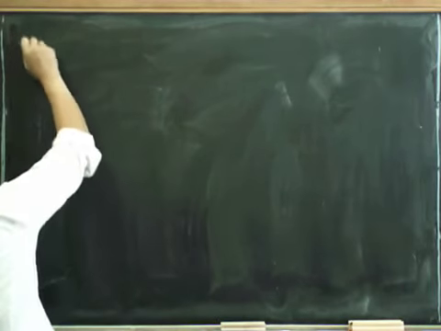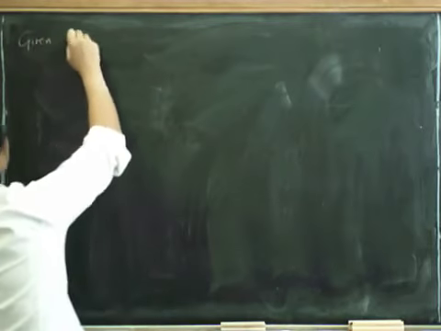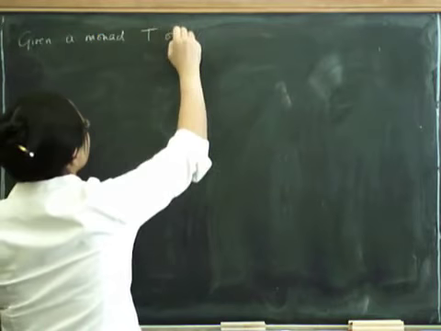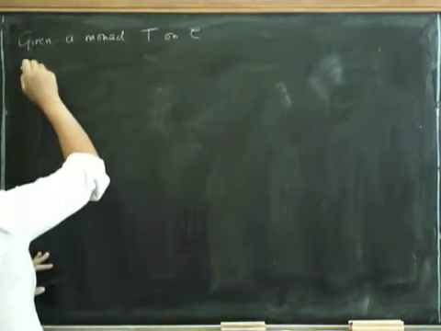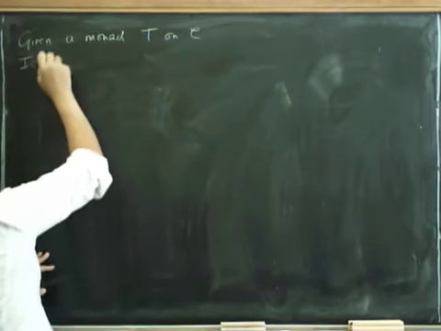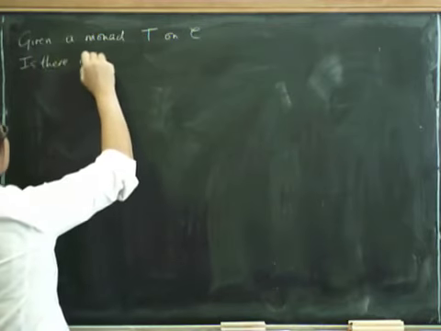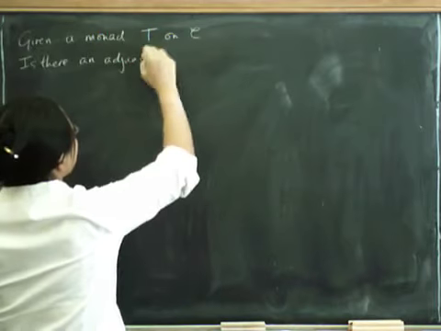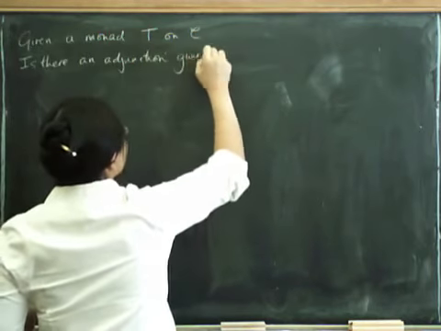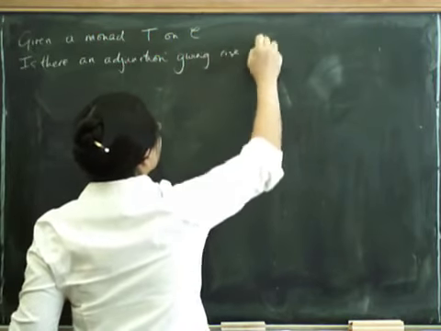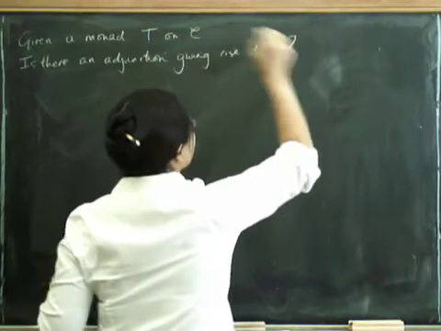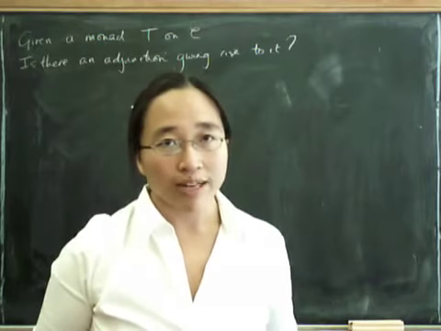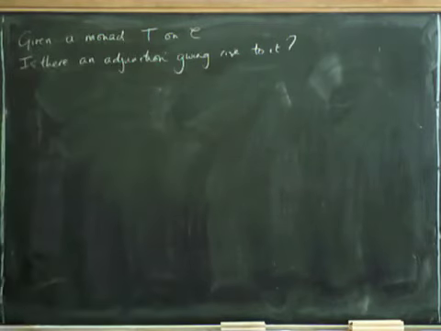So the question is, given a monad T on a category C, is there an adjunction giving rise to it? So remember, given an adjunction F left adjoint to G, it gives rise to a monad GF. So that's what giving rise to means here.